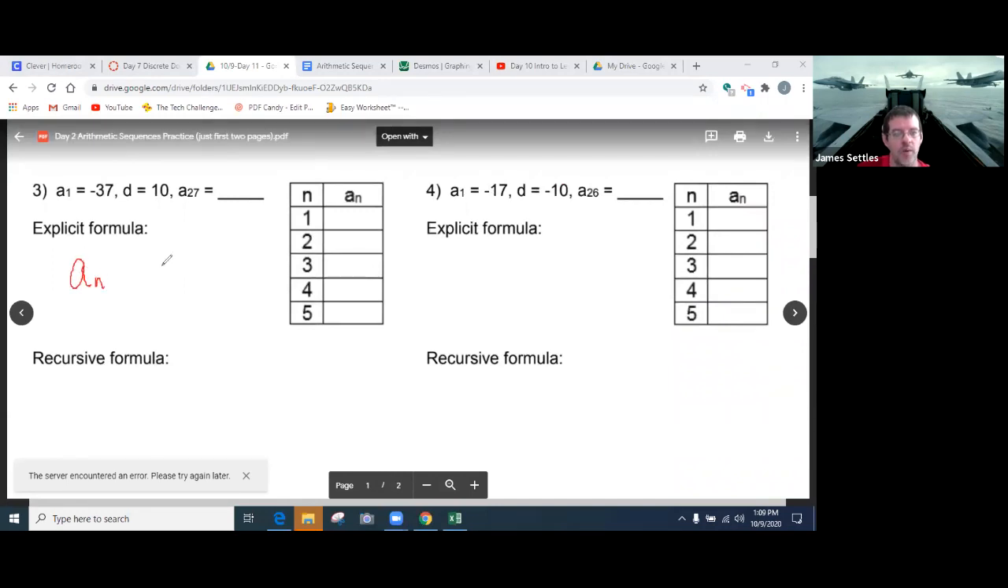So we always start with that explicit formula, because this is what makes our lives easy if we know it. So a sub 1 is -37. And then the difference is a +10, so we'll put +10. And then n-1.